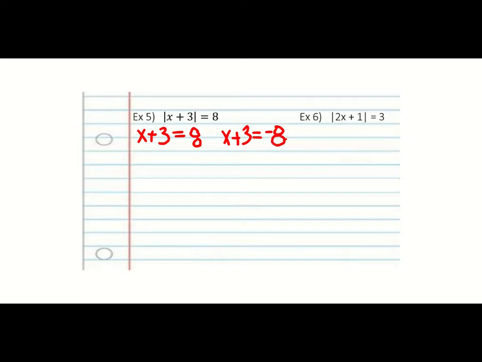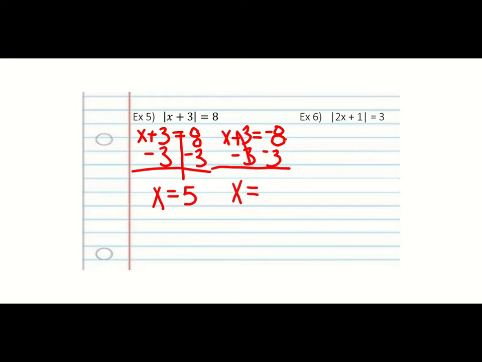So when we solve absolute value equations, we need to set up 2 equations. One where we equal the positive number and one where we equal the negative number. Because the absolute value of 8 and negative 8 would both be 8 units from 0. So once you set up both equations, you just solve each one for x. Subtract 3 on both sides. The first one tells us that x would be 5. Subtract 3 on the other side. The second one tells us that x would be negative 8 minus 3, which is negative 11.